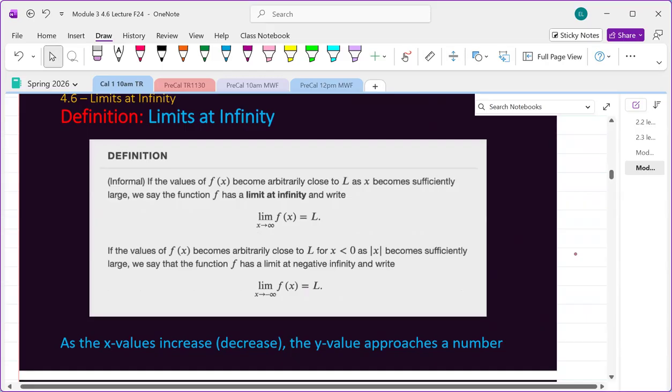So here is our formal definition. But the idea being, as we keep increasing x, the function just keeps getting closer and closer to a fixed number. Then we say that fixed number is what the limit as x approaches infinity of the function is equal to. And then the reverse side is if the function, as x gets increasingly more negative, is approaching a particular value, then we say that is the limit as x approaches negative infinity of that function.